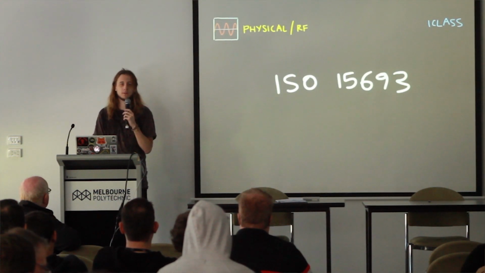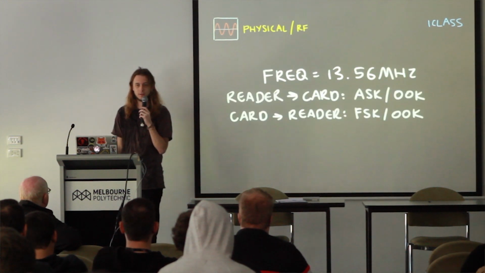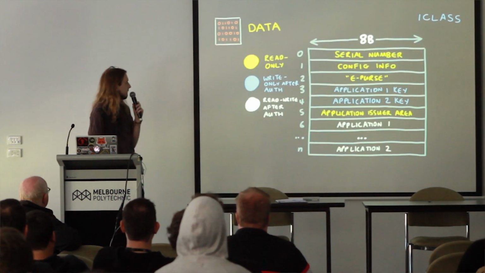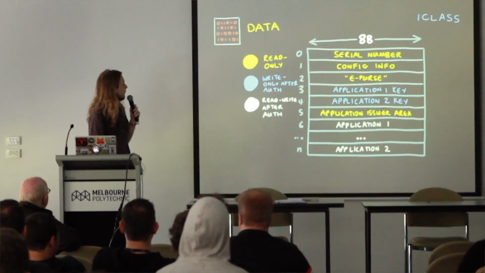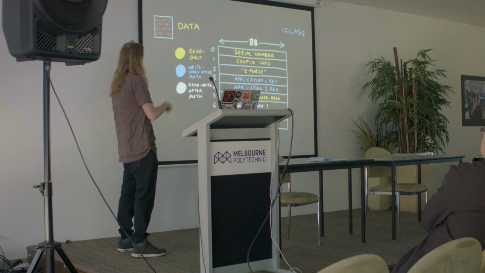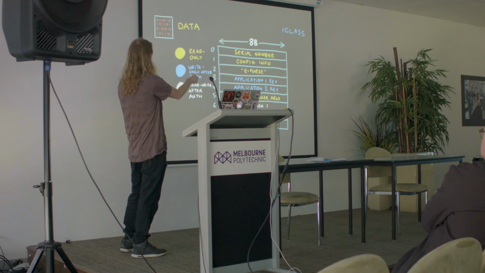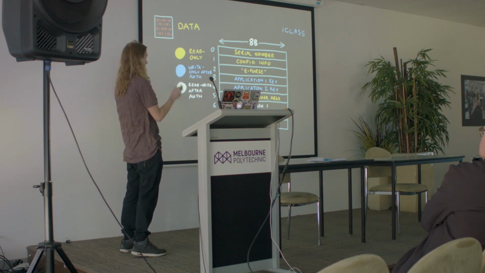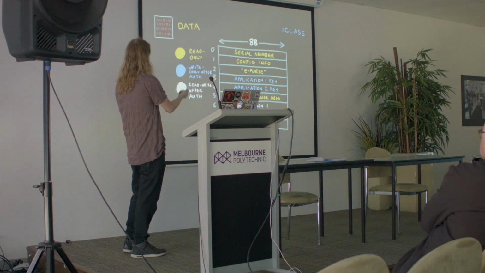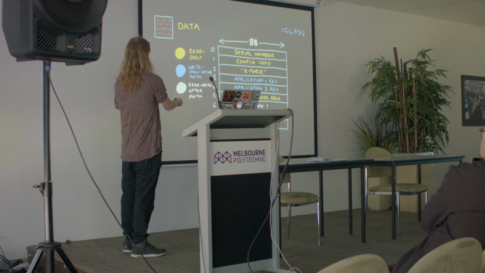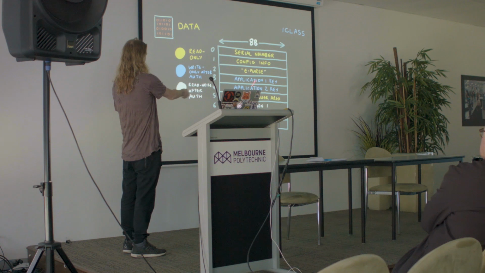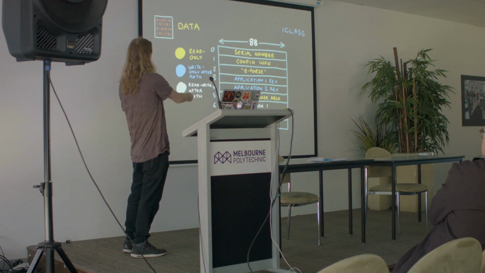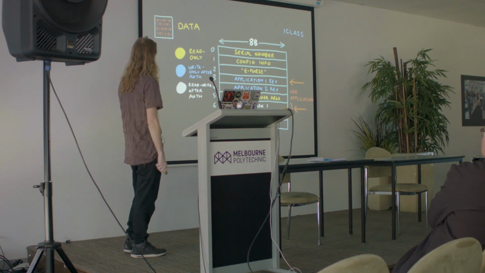So this uses ISO 15693, boring, frequency, la la la, data. So this has the same sort of idea as well. 8 bytes, because why not? Blocks. You've got some data that's read-only: serial number, config info, ePerse, which I'll explain. You've got some keys, and you've got 2 applications. So you've got some static data, and then the rest of the card is made up of arbitrary data, which is split into 2 applications. We classify them as application 1 or application 2, surprise. And there are 2 keys for each of those applications.